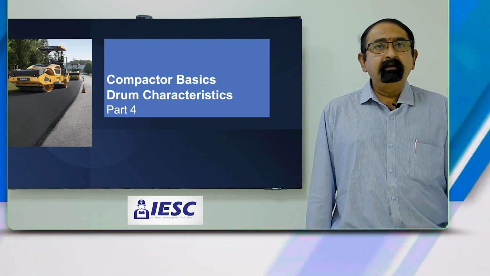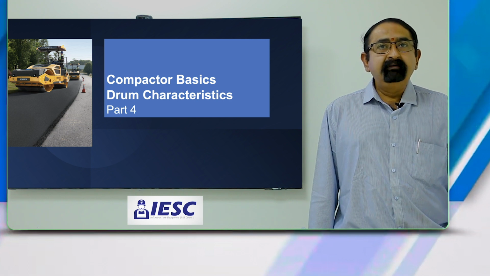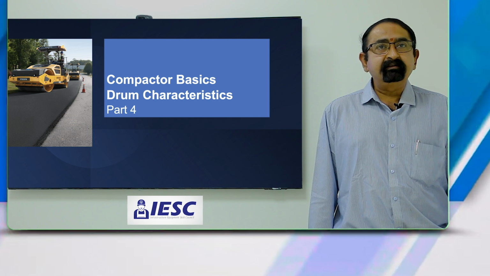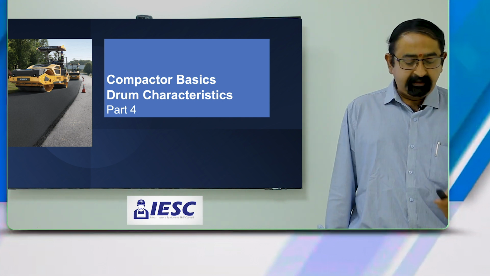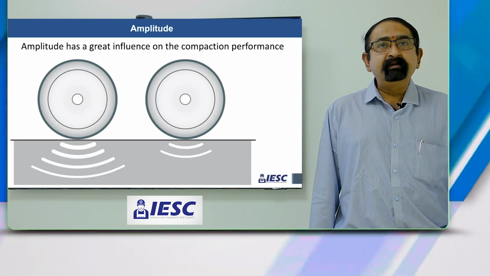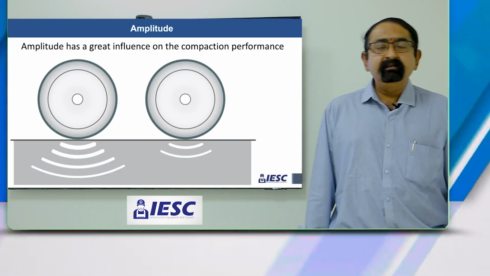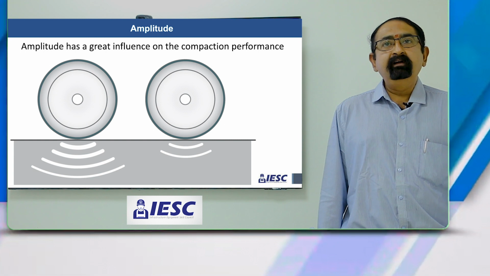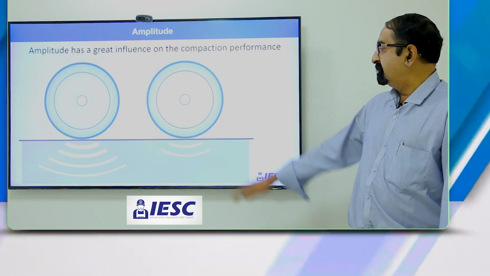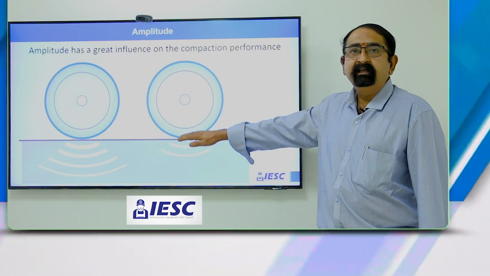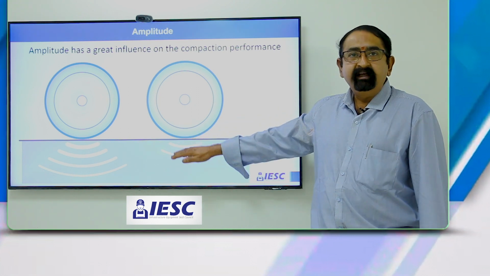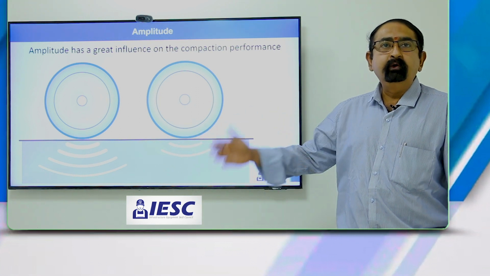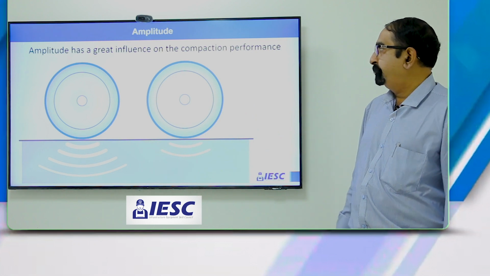Today we will walk you through part 4, which will be talking about the characteristics of the drum during vibration mode. And in the drum, when it is vibrating, there are two components in vibration that we need to understand. One is called amplitude and the second is called frequency. Amplitude is nothing but how high the drum is bouncing from the ground. This is called a nominal amplitude and varies from manufacturer to manufacturer.